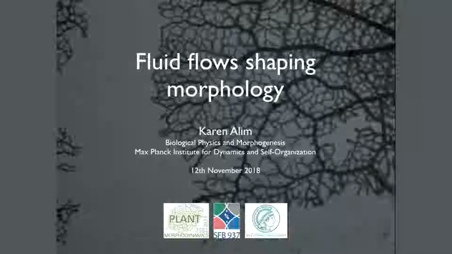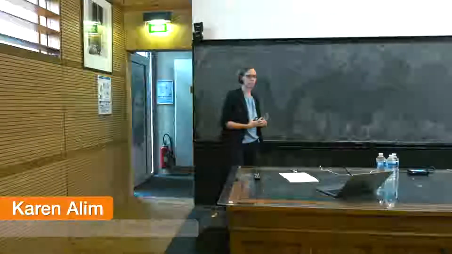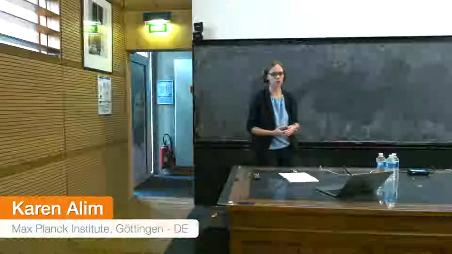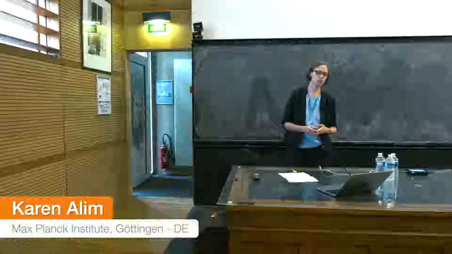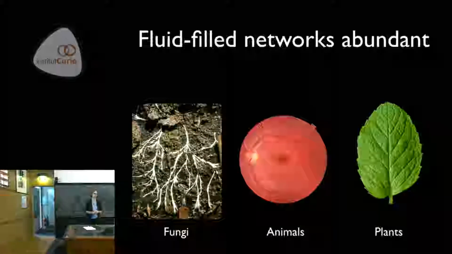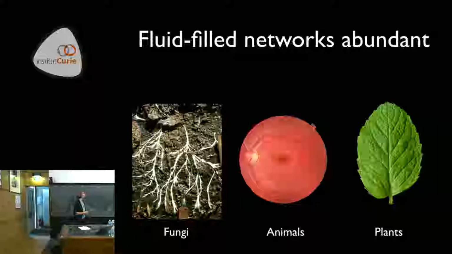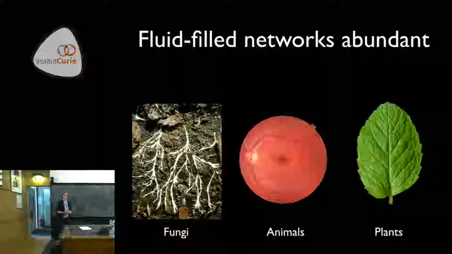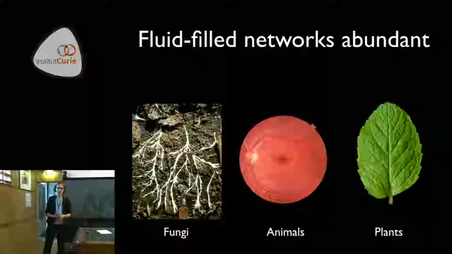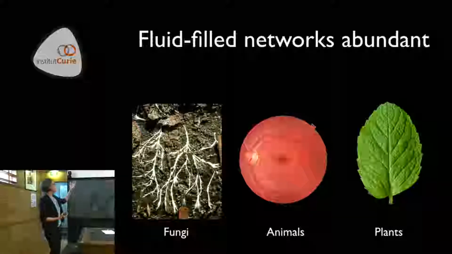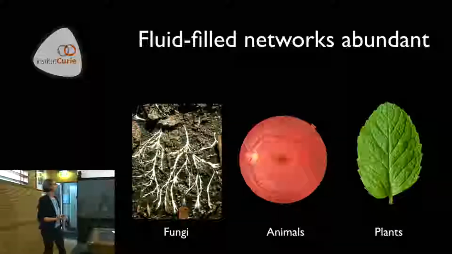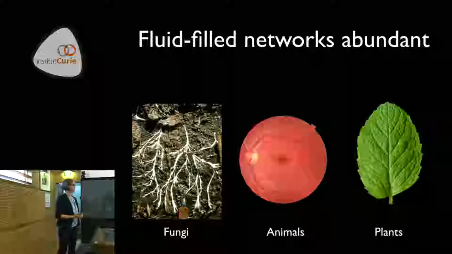So I will tell you about the role of fluid flows and how they interact with morphology. And I'm going to look at a specific setup of a morphology, namely at networks. So all organisms of higher life somehow evolved to have vascular or kinds of vascular networks.